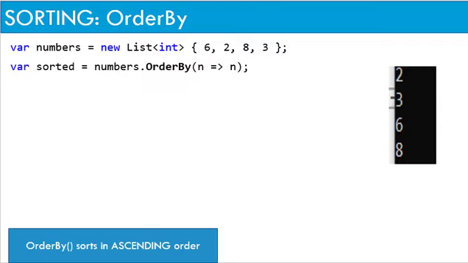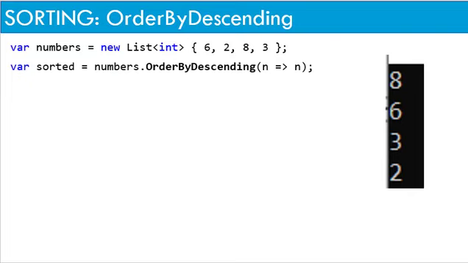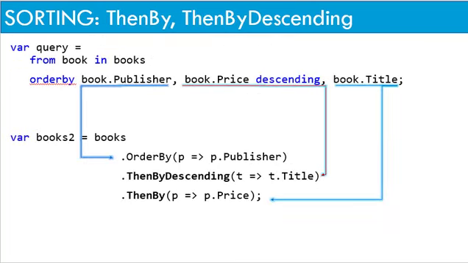The order by method sorts the elements in ascending order. To sort in descending order, order by descending method is used. So you can use order by or order by descending depending upon the sorting order of the field. But if there are more than one fields to be included in the sort order, you must use then by or then by descending method to specify more fields. The order by or the order by descending works only with the first field in the sort order.